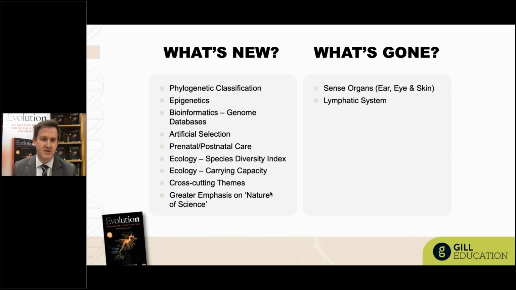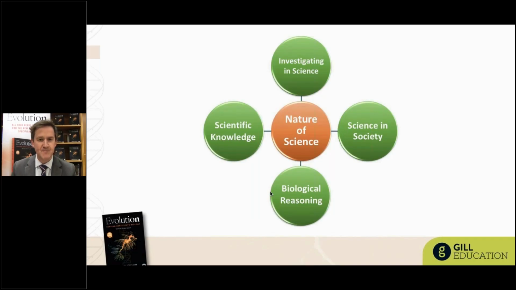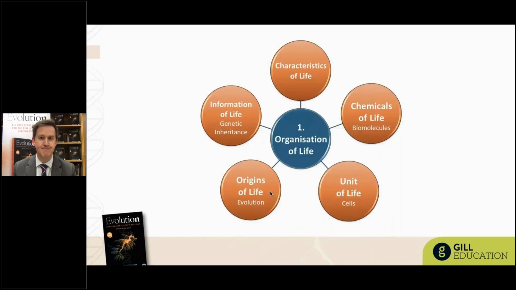So let's look at some of the strands in a bit more detail. As I said, within the nature of science strand, there are 3 subdivisions: investigating in science, science and society, and scientific knowledge. Now, they're common with the chemistry and physics courses as well. And then we have our own little part of the nature of science strand called biological reasoning, which reflects on how to think like a biologist and how to learn like a biologist.